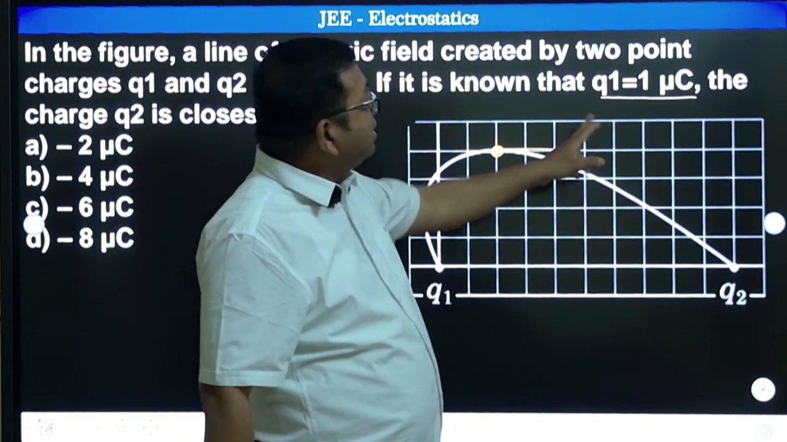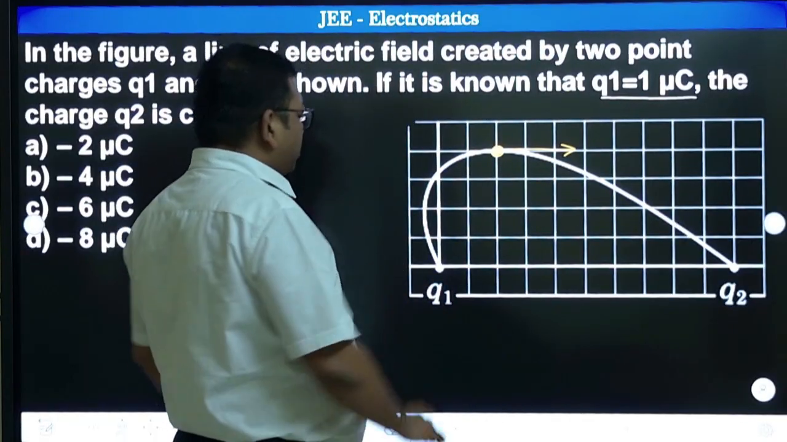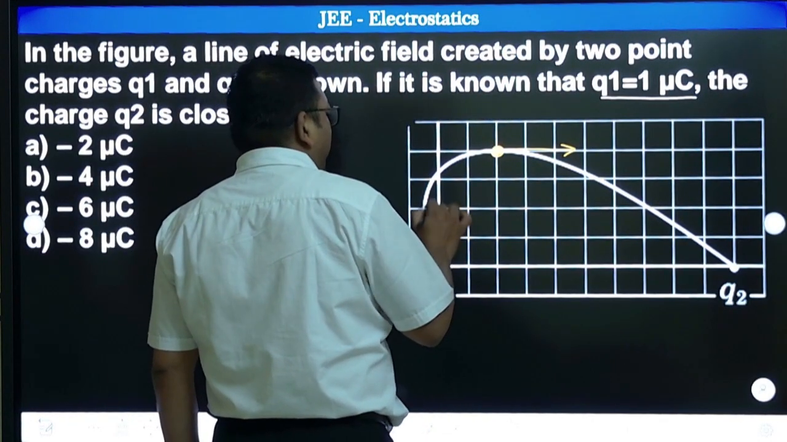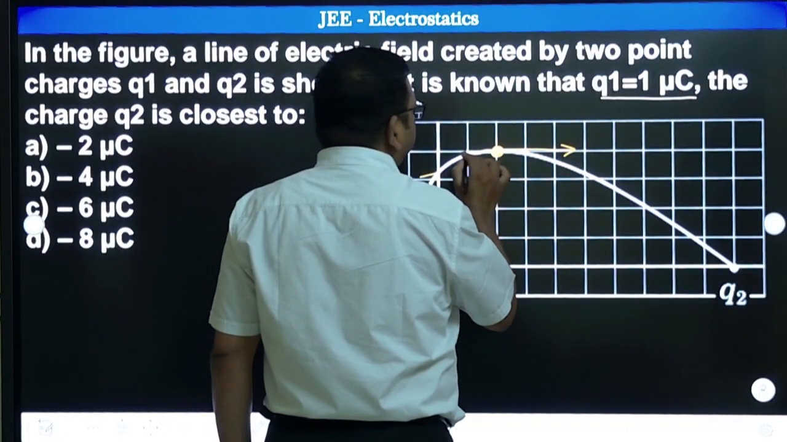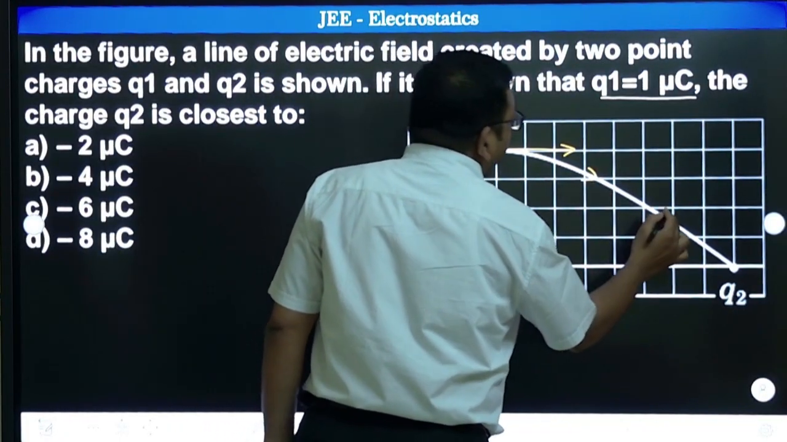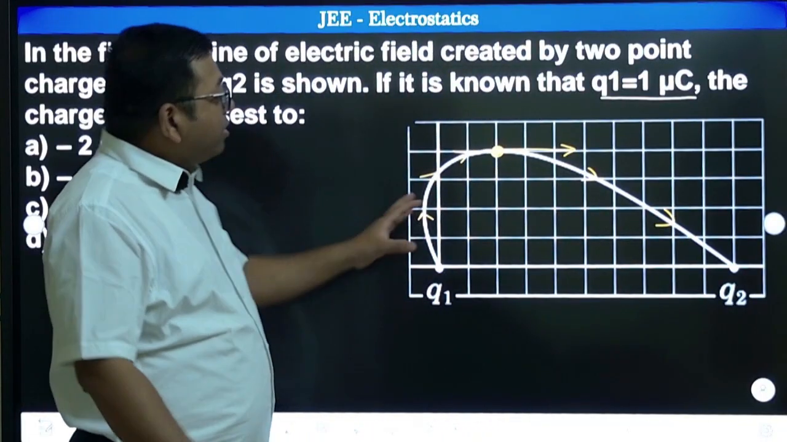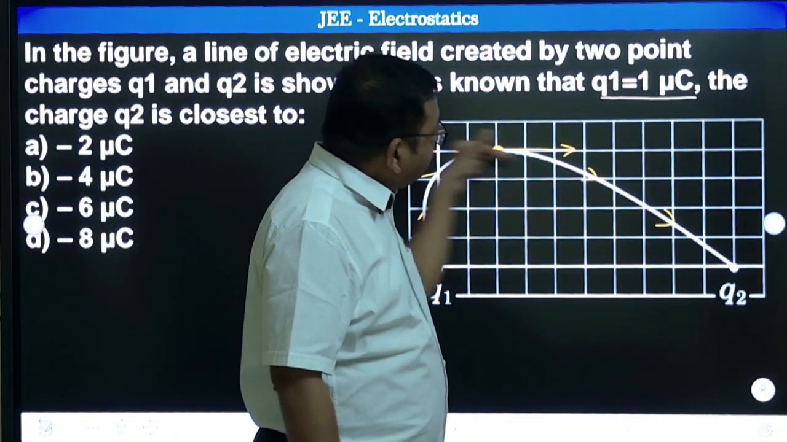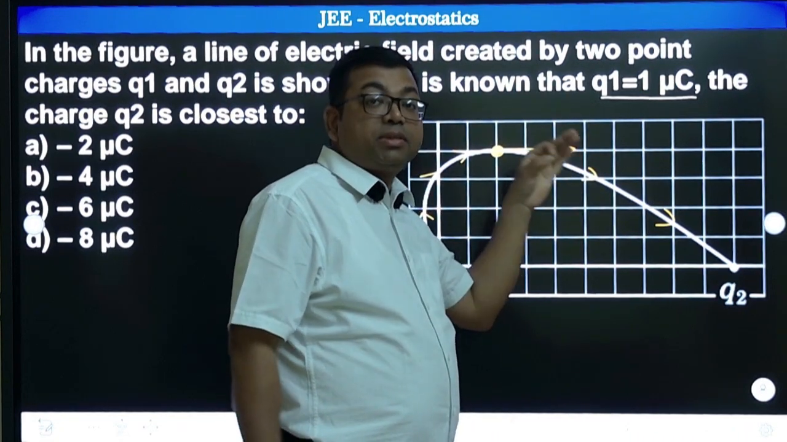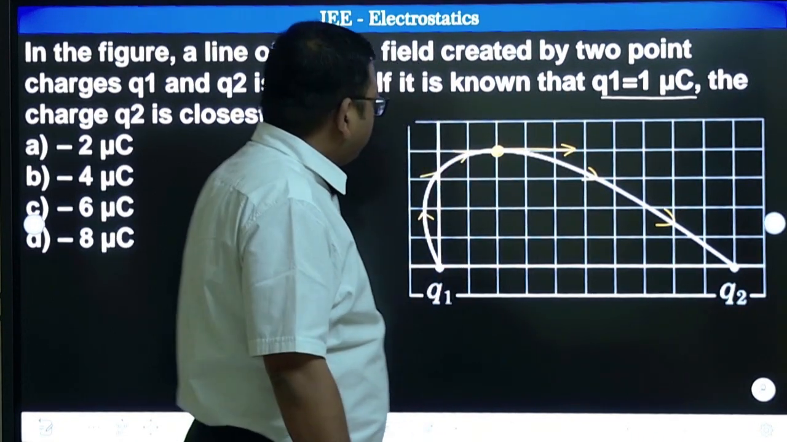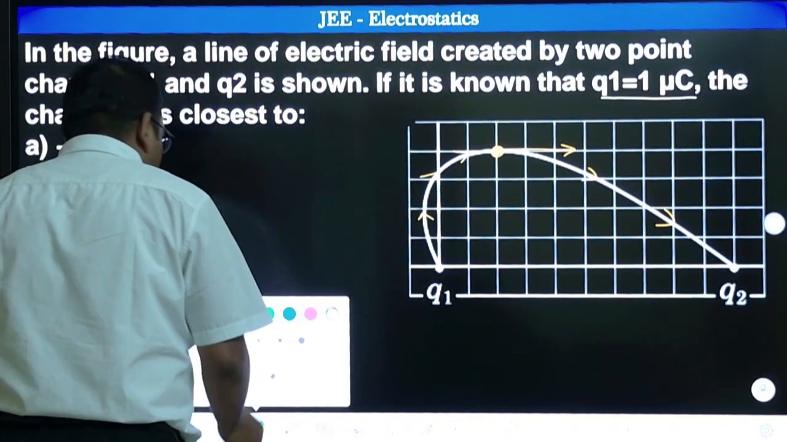But here q1 is given as positive, so definitely it is positive. So the field line is traveling this way. This direction you can represent as the field line, right? Now here at this point, the tangent is horizontal. That means the resultant field is horizontal. That's a good point to note.